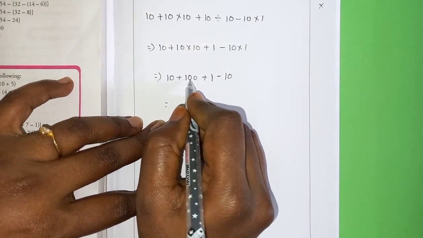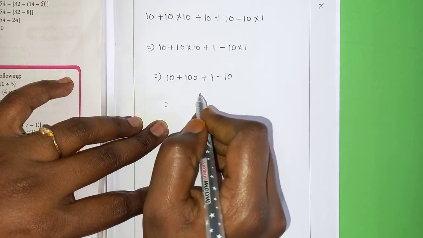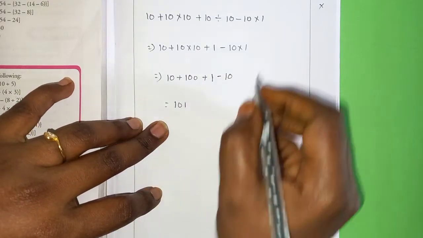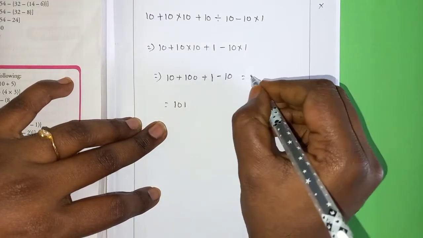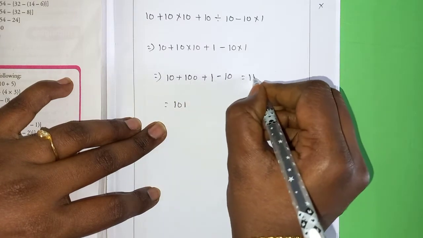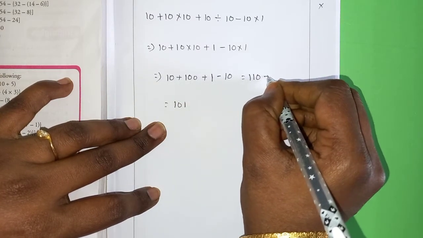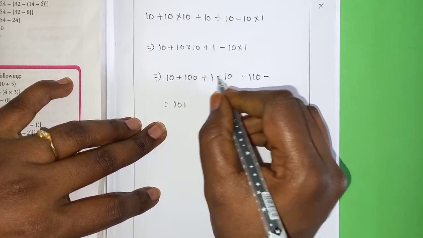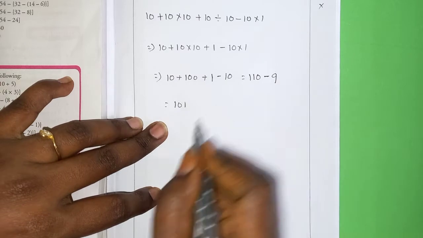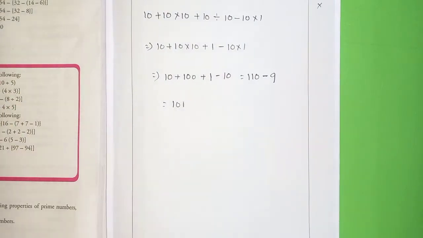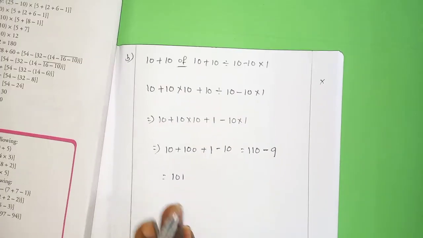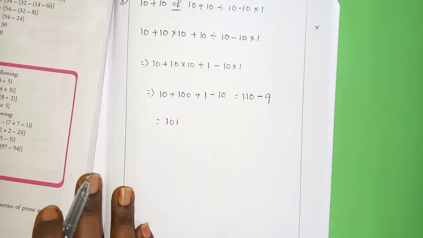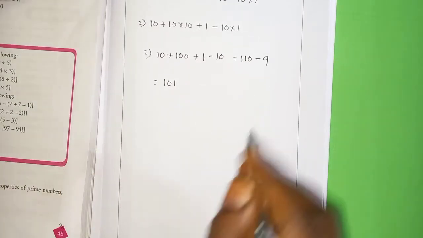10 plus 100, 110. 110 plus 1, 111. 111 minus 10, 101. Right? See, 10 plus 100, 110. Minus 1 minus 9, 10 minus 1, 9. 110 minus 9, 101. Understand? So, of is nothing but multiplication. Okay. If you don't remember, you just remember one word.